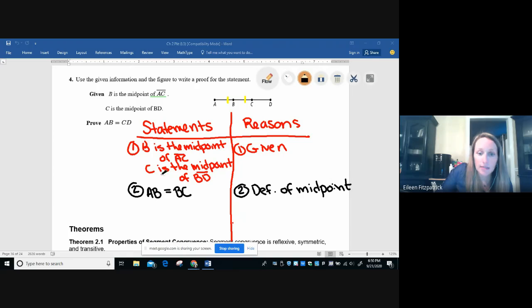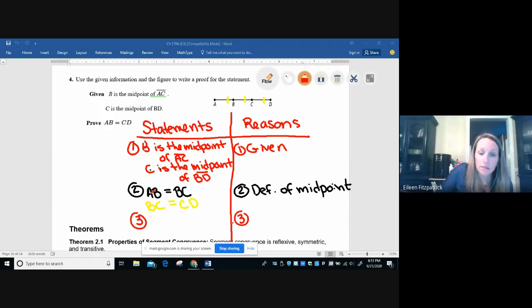Now, likewise, since we're going to use definition of midpoint again, I'm not going to make a number 3 because the justification is going to be the same. If C is the midpoint of BD, what does that allow you to conclude? That allows you to conclude that BC is congruent to CD, okay? So BC is equal to CD. And again, since that's definition of midpoint, I'm not making a new number. Okay, next one.